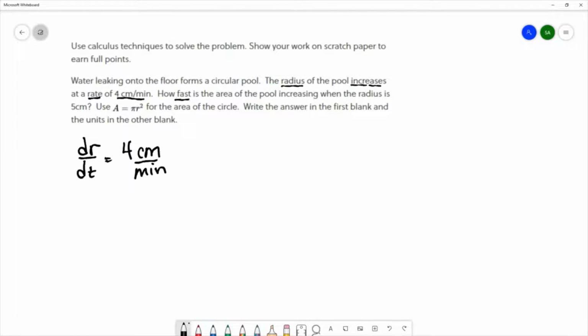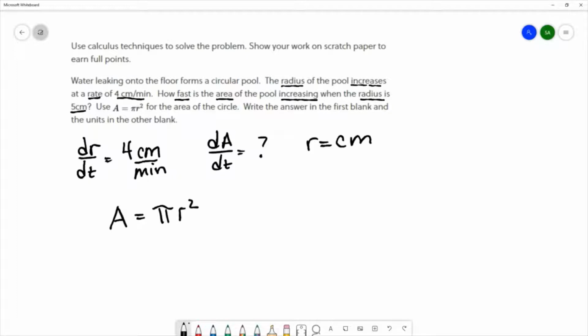How fast is the area increasing? That's dA/dt. And this is our unknown in the problem that we're trying to find. And when the radius is 5 centimeters, we have 5 centimeters as the radius. Now we have this geometry formula for the area of a circle. The area is pi r squared.